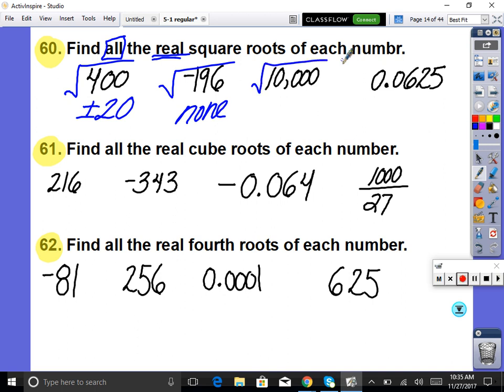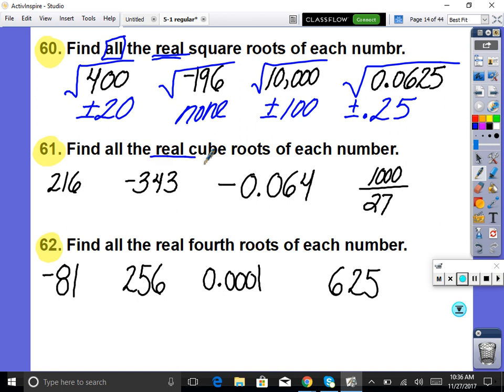Okay, here we go. Square root of 10,000. Plus or minus 100. Square root of 0.0625. Yeah, you're on the right track. 0.25. So we need a plus or minus because it'll work, all. Okay, let's go on to 61.